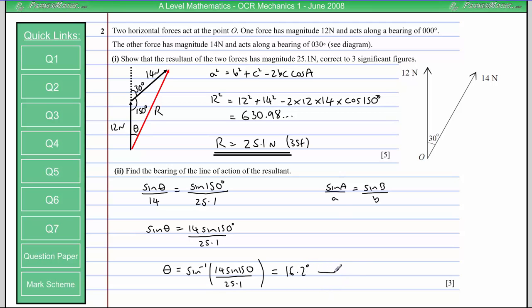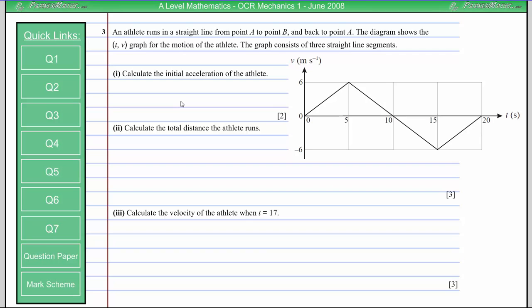Remember, I need to write my answer as a bearing, so I'm going to change that to 016.2 degrees. You don't actually lose marks in this question for not displaying your answer as a bearing, but we should really, because that's what the question asks.